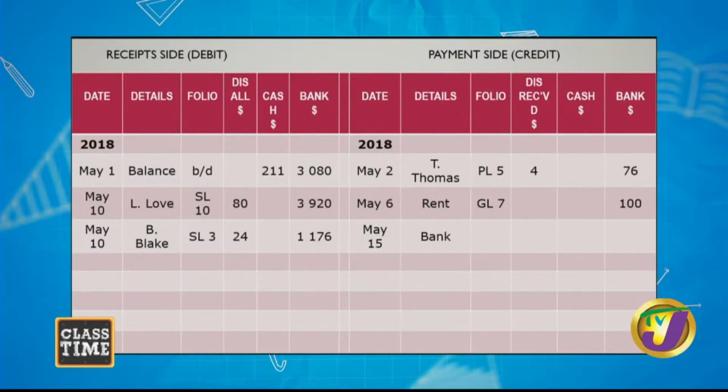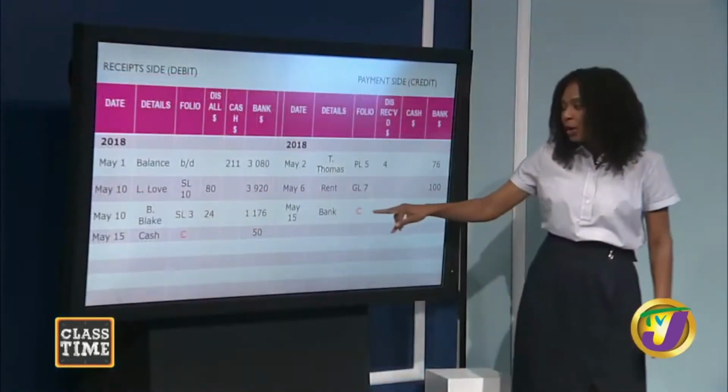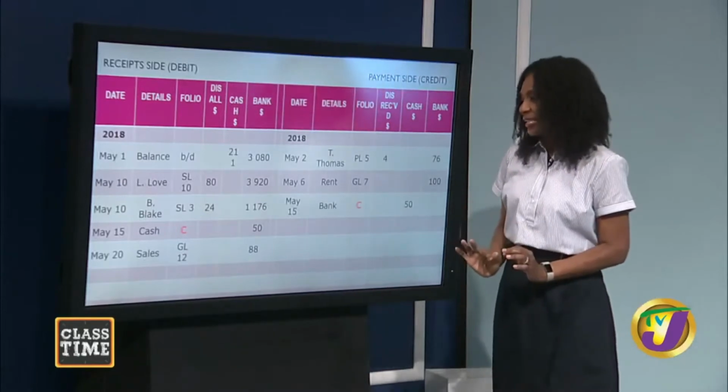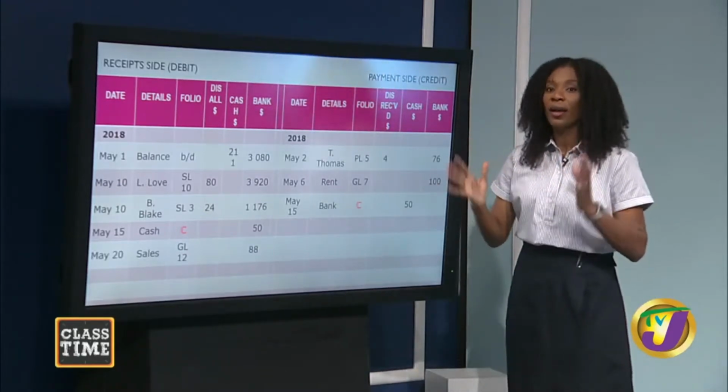You're going to go on the cash and take out the $50. Now, this $50 was paid into the bank. So May 15, you're going to show also that the bank received $50, and in the details you will write cash. Now, if you notice in the folio, I have a letter C, and that indicates that it's a contra entry.